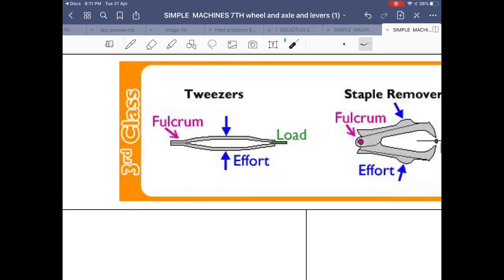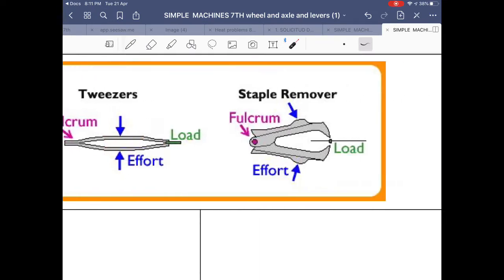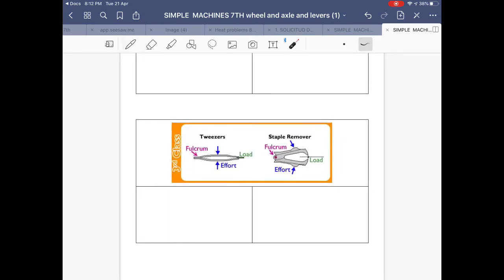The tweezers, here is the object that you want to move. Here is the force that you are applying, and the application point is in one edge. The staple remover, the same. The staple goes right here, the force goes right here, and the fulcrum goes right here. And these are the three classes of lever that you need to understand.